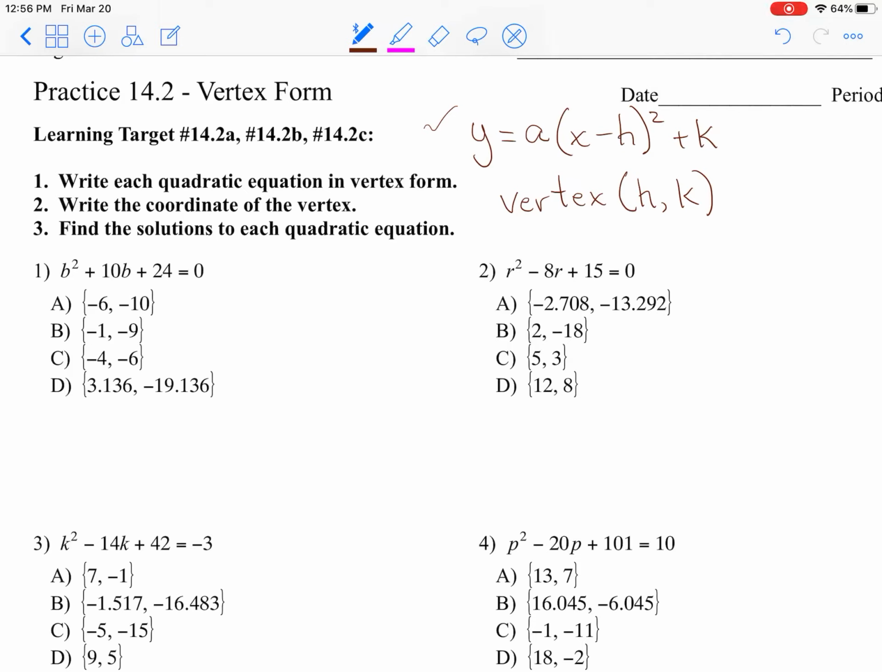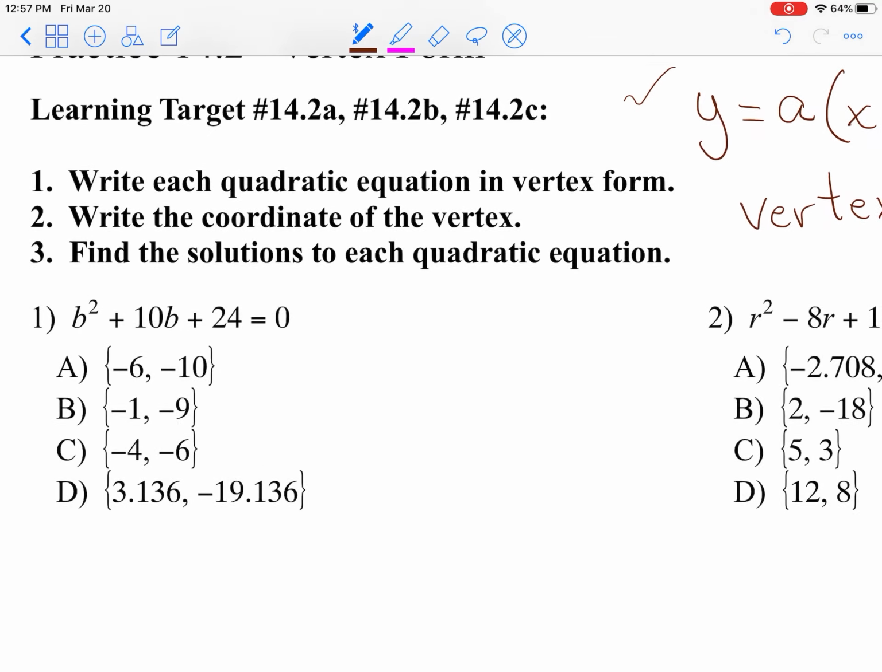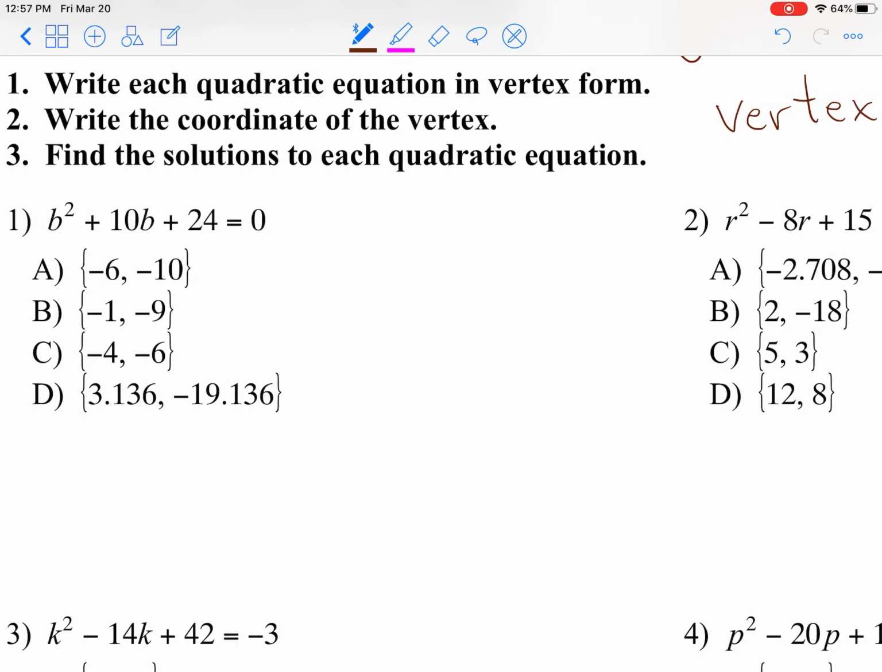The method we're going to use today is completing the square, which we did in the previous lesson in 14.1. All right, so to write each in vertex form, we're pretty close to start with here.